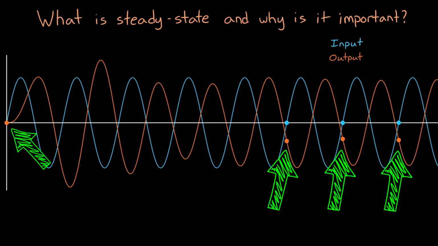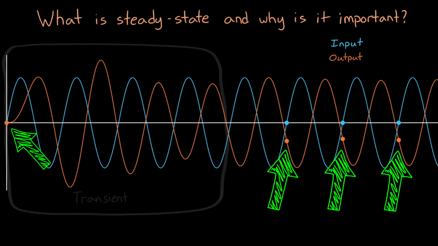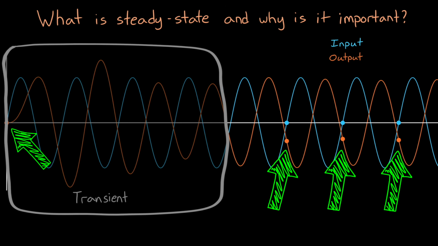So we can see that at the beginning here, there's this mismatch between the starting condition and the state that the system wants to be in given this input. And the system can't jump instantly to it, so it has to catch up over time. And that catching up process is the transient response that we see here.